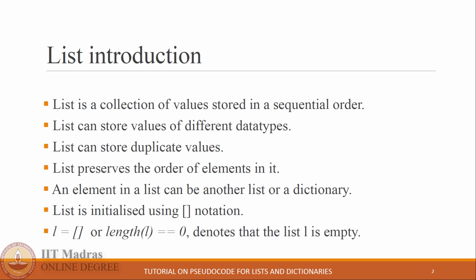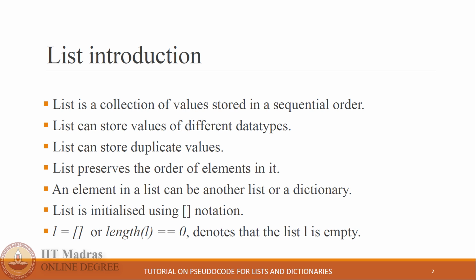Let's see what is list. List is a collection of values stored in a sequential order. List can store values of different data types. List can store duplicate values, which means a same value can exist multiple times in a list. List preserves the order of elements in it.